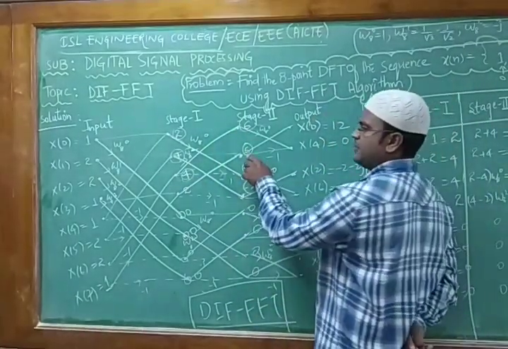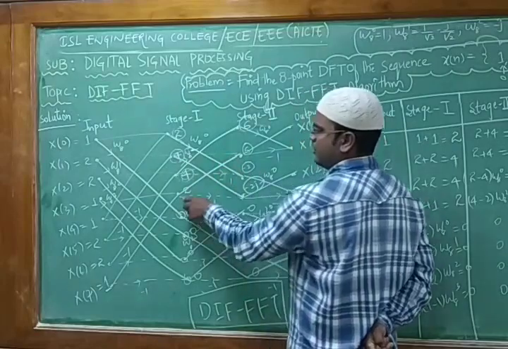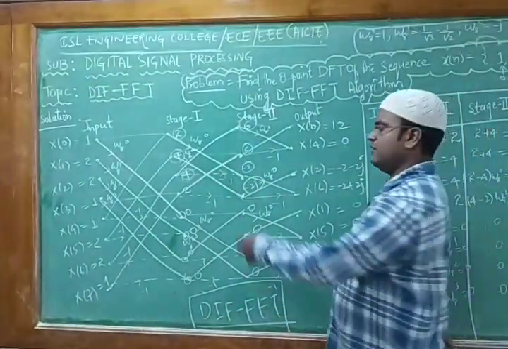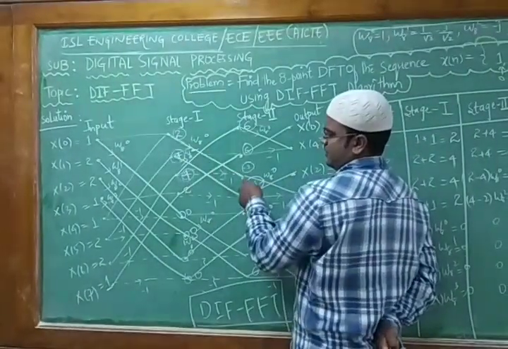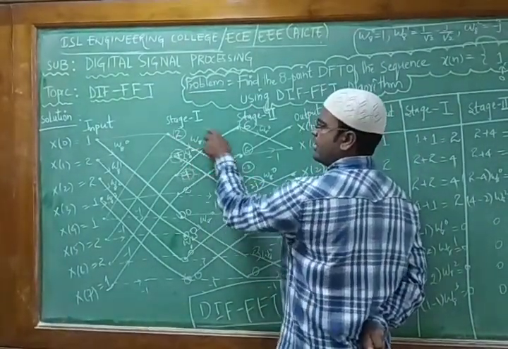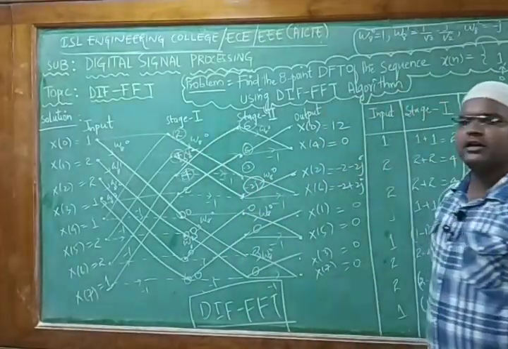Likewise, I can go for the next part. I do have 4 here, and again I do have 2 here. So 4 plus 2, again make it as 6. For the next one, what is the next one? It is 2 here, 4. So 2 minus 4 of this, omega 8 power 0, that is nothing but minus 2.